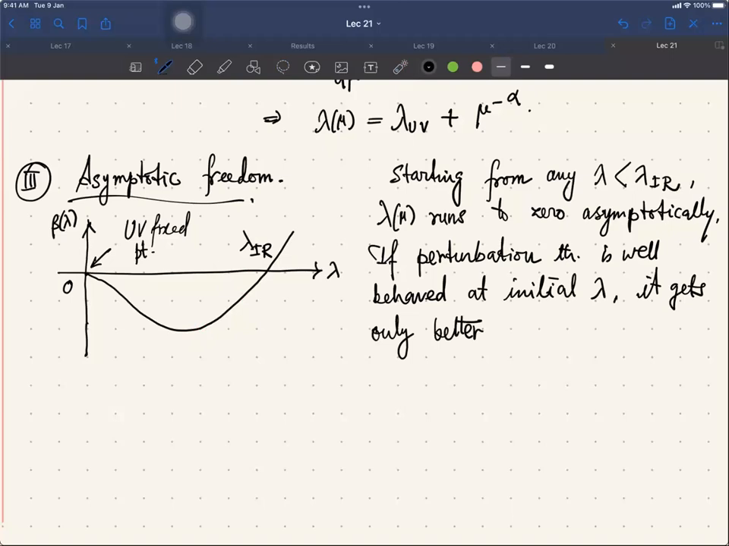It works only if the initial lambda is such that perturbation theory is working well, and then it gets only beta at higher energies.